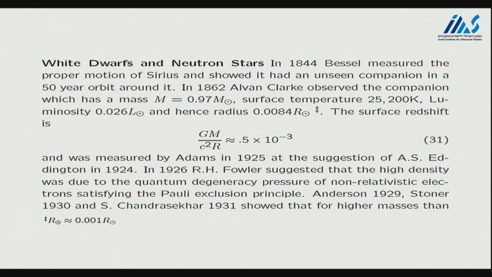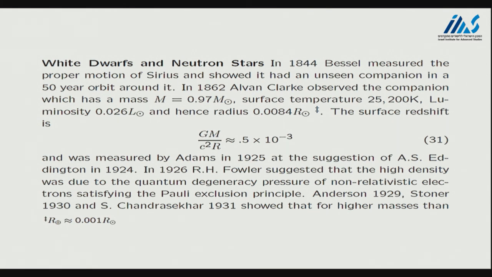Eventually, that companion was observed in 1862 by an astronomer called Alvan Clark. It had a very low luminosity, so you can't see it with the naked eye, but a high surface temperature. Now, if you believe that it was emitting thermally, you can deduce the radius of the object just by simple dimensional analysis using the black body formula.